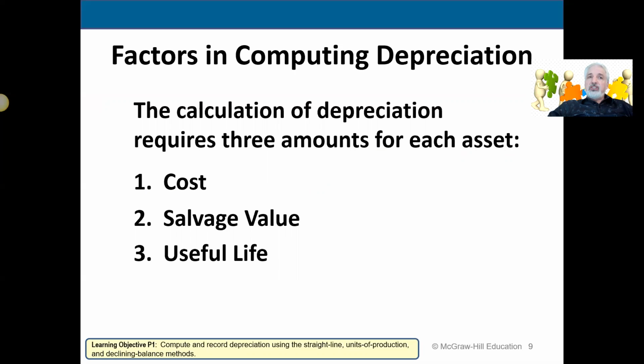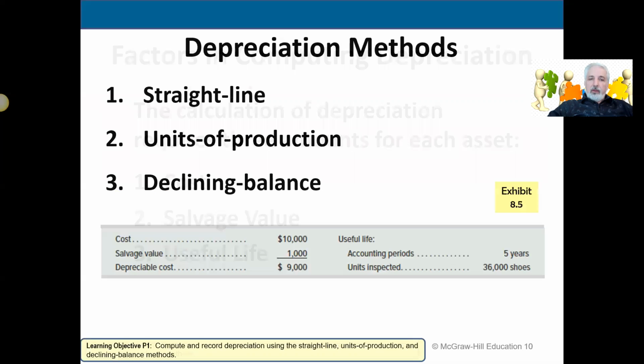Not the case with some of the accelerated methods. You don't worry about salvage value in calculating the depreciation at that point. We'll see that in a few minutes too. The straight line, the units of production, and declining balance. Units of production: let's say we bought a Mack truck and we anticipate 500,000 miles that we're going to get on this truck. Not 4 years, not 10 years, not 2 years, but 500,000 miles.